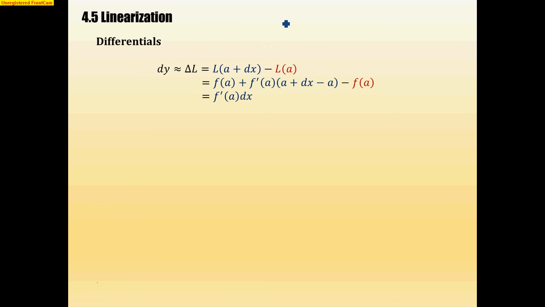The a's go away, the f of a's go away, and all you're left with is the derivative at the point of tangency times the small change in x. And what do I get out of that again? I get the actual change in the tangent line, which is really close to the actual change in the function. I know your head's probably spinning now.